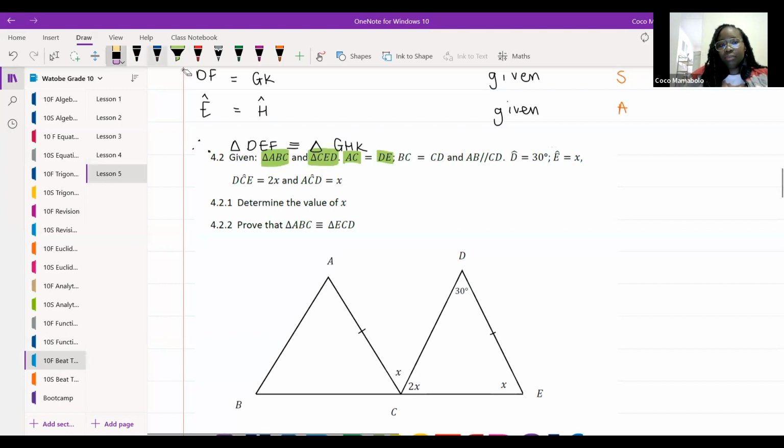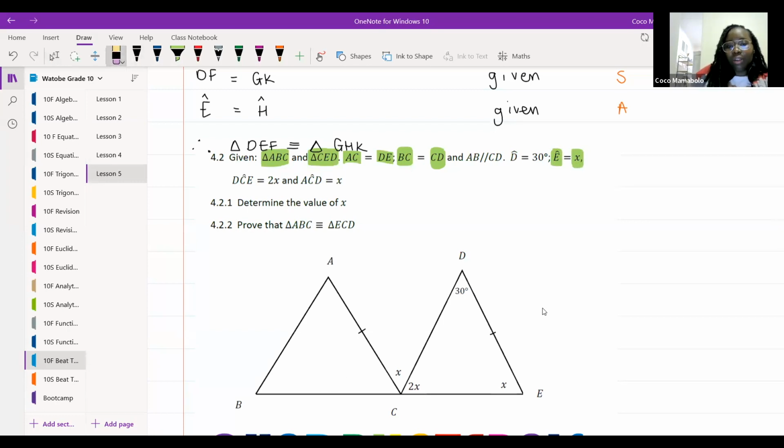Have a look, guys. Read the information on the screen and tell me, what else have they told us? Good. That AC is equal to DE. Good. BC and CD are equal. That's it, Nkechi. Excellent. BC and CD are equal. I see somebody else telling me that angle E is equal to x. Beautiful. They've told us that as well. I just need to add this in.